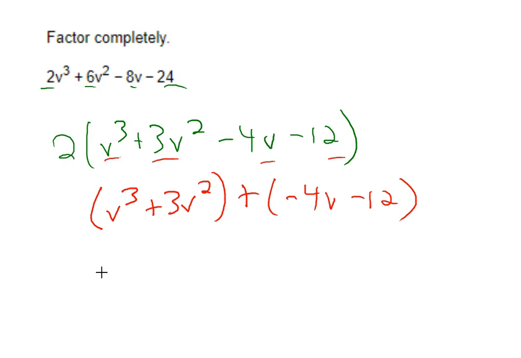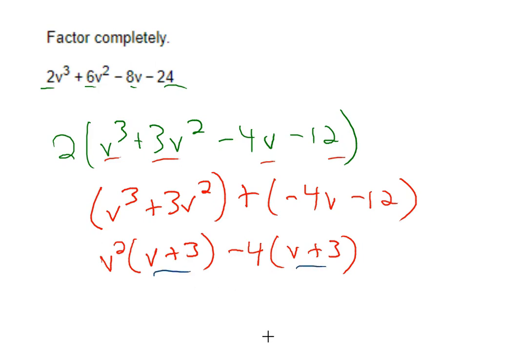All right. Common factor in the first group is v squared. That's going to leave me with v plus 3. Common factor in the second group is a negative 4, right? We want to factor out a negative with the common factor. So it leaves me with also a v plus 3. That's the important detail for factor by grouping, is that these 2 things match up.